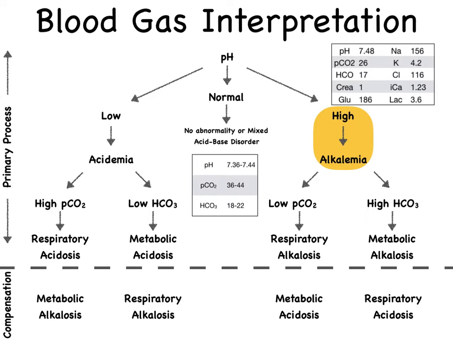Alkalemia can be caused by either a low PCO2 or a high bicarbonate. Our patient has a low bicarb, so that's not the problem. His problem is a low PCO2, which means that his problem is a respiratory alkalosis. We would expect to see a metabolic acidosis as compensation, which is low bicarbonate, and that is what we've got.